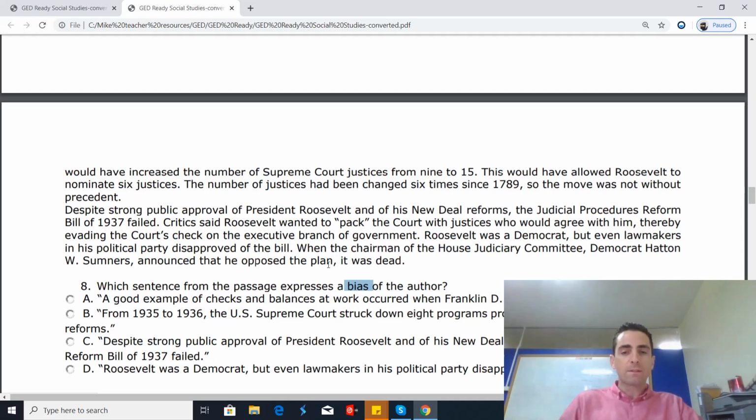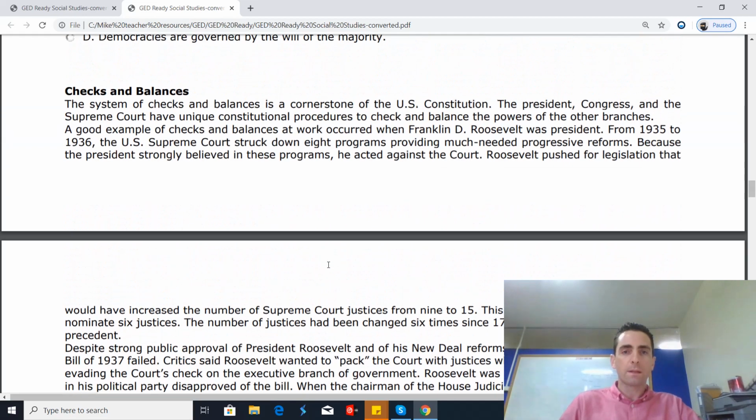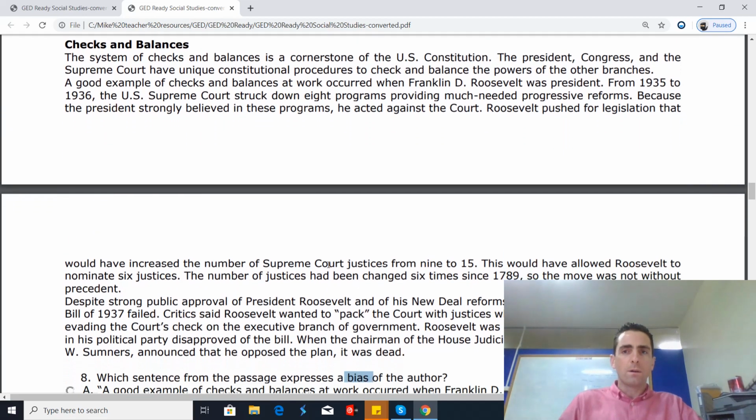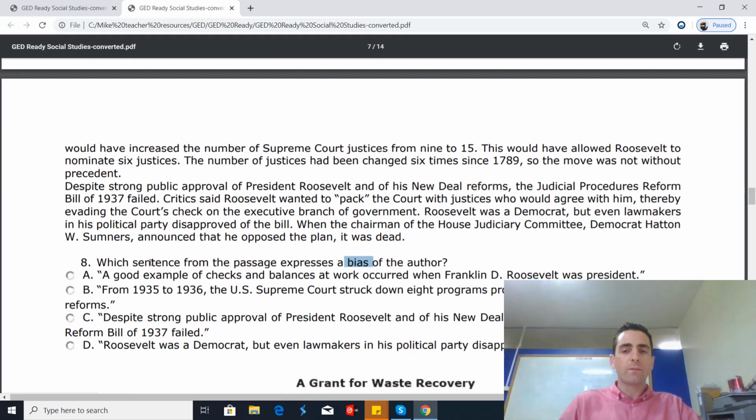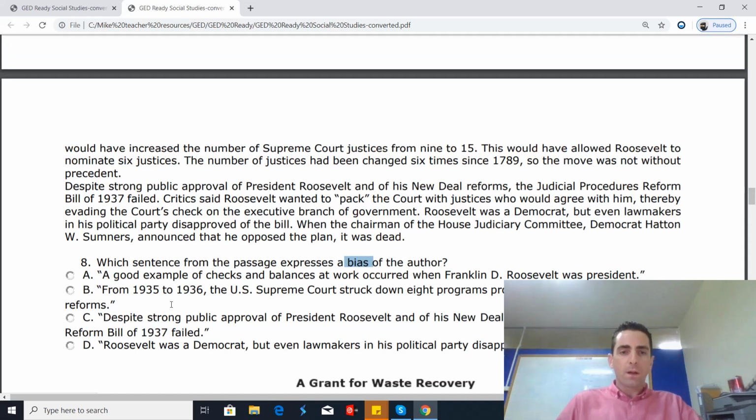Okay, so which sentence from the passage expresses a bias of the author? Okay, let's have a look. Let's see what they are. We might even be able to guess this straight away. A, a good example of checks and balances at work occurred when Franklin D. Roosevelt was president. Okay, from 1935 to 36, the U.S. Supreme Court struck down 8 programs providing much-needed progressive reforms. Okay, well, that's a fact, isn't it? That's a fact. So in order to find the bias, we need to find an opinion, a one-sided opinion.